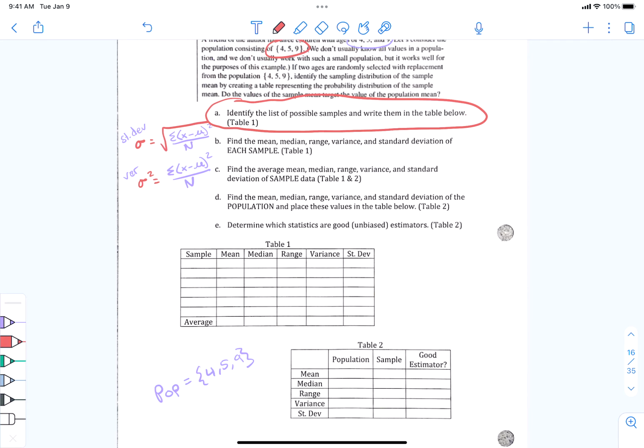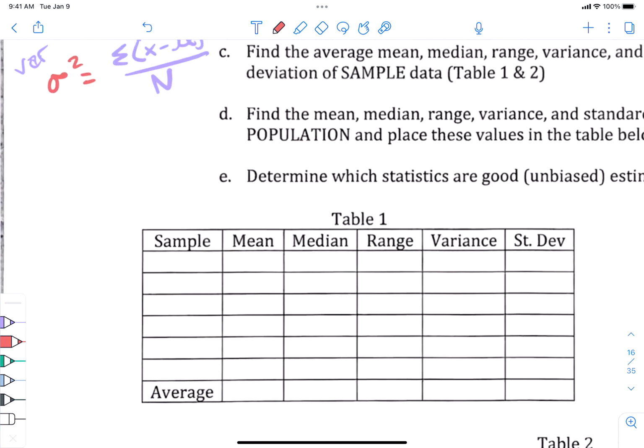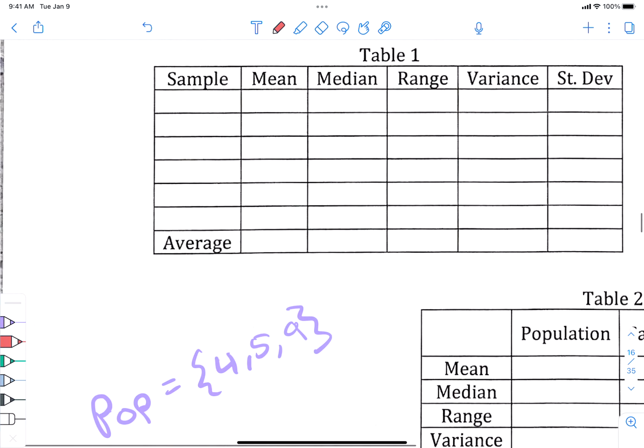Part A, identify the list of possible samples and write them in the table below. Okay? So if I'm sampling 2 out of this group of 3, one of the things I could do is I could get a 4-year-old and a 5-year-old. Do you see how I'm doing this? Okay, what's another grouping that I could get? A 5-year-old and a 9-year-old. A 4-year-old and a 9-year-old.